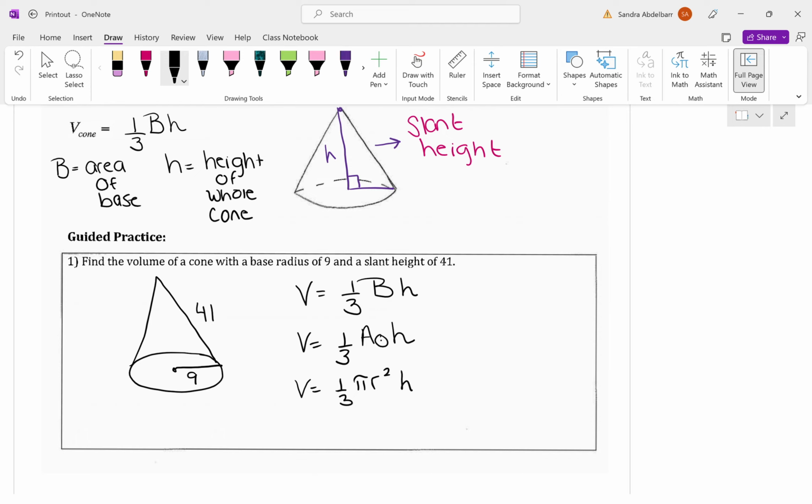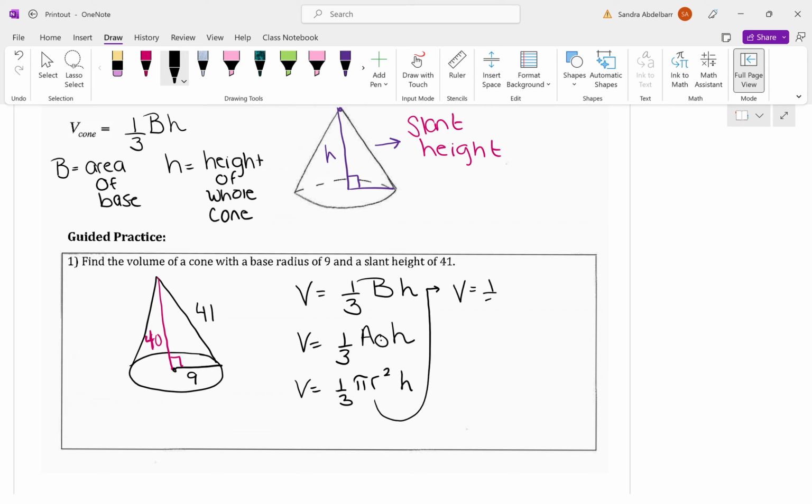I can find the area of the circle base, which is fine because I know the radius is 9. Is the height 41? No, it's not. What do we have to do to find the height? Draw the altitude. Good. This is a triple. 9, 40, 41.